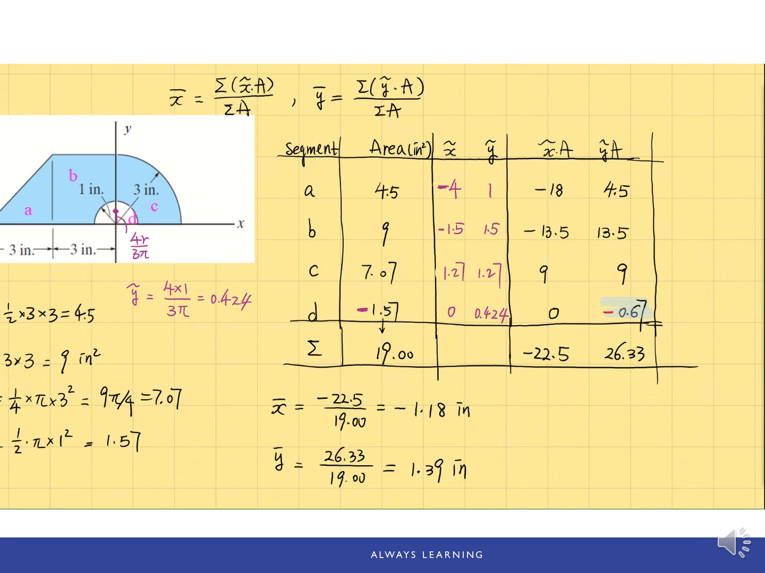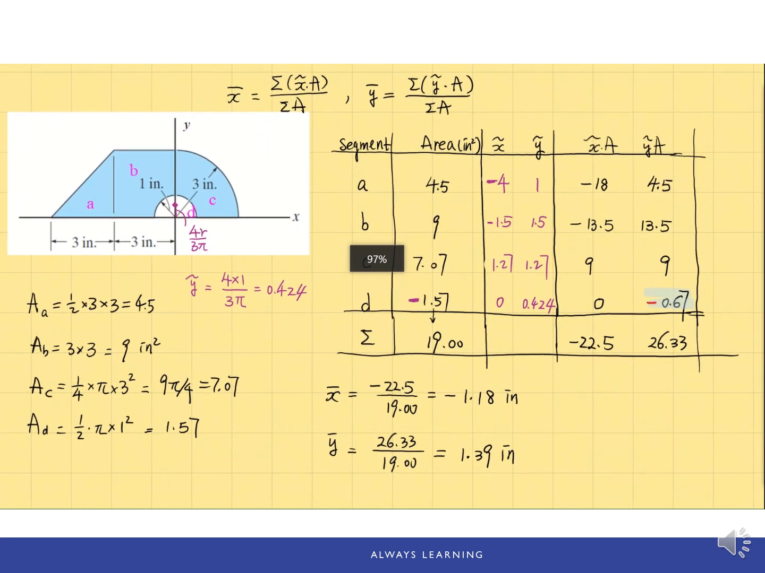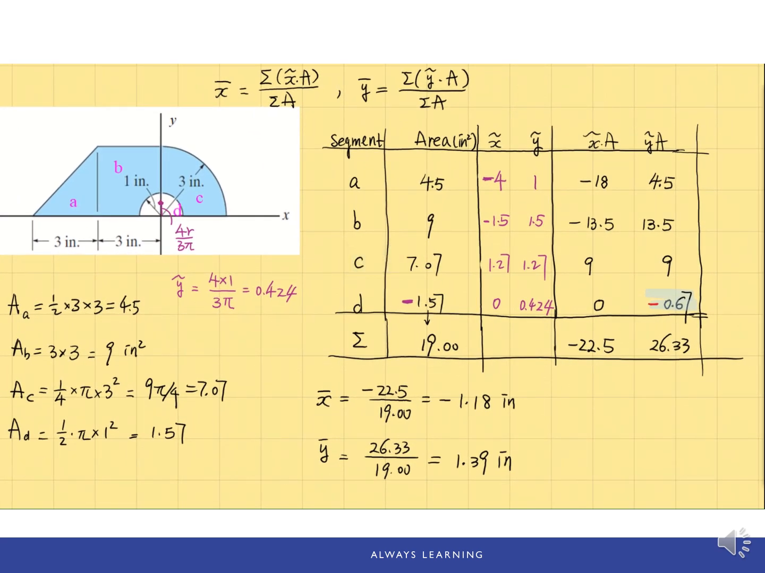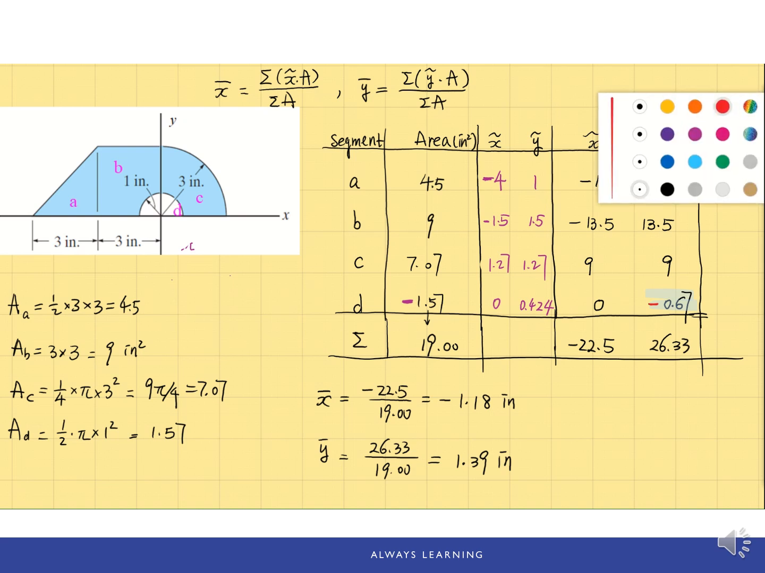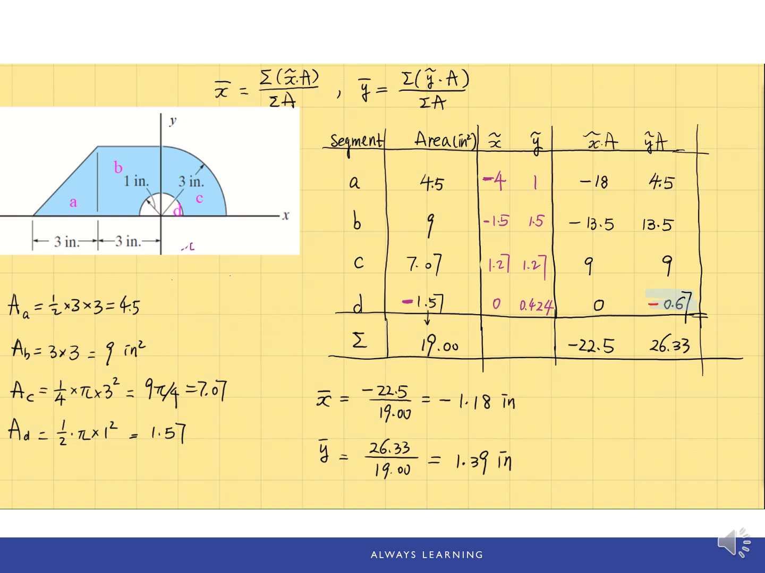So we can locate, and this one is easier for us to locate, the centroid of this composite area. So x equals negative 1.18 is somewhere here, and y equals 1.39 is about the middle length. All right, so this is the centroid C of the composite area given.